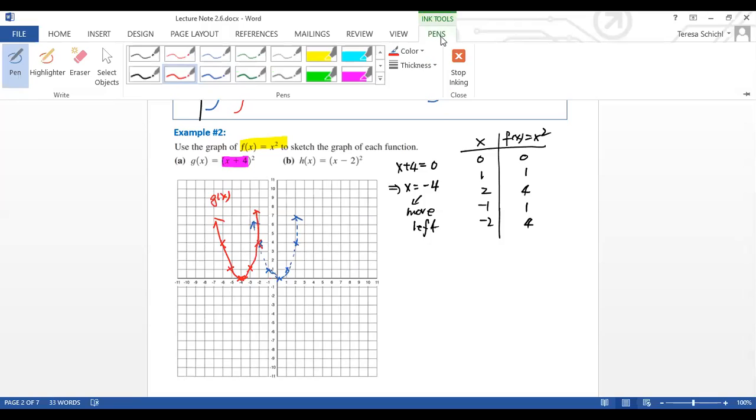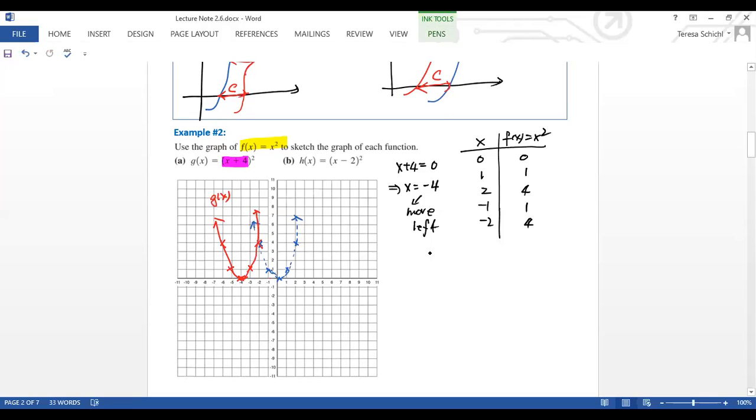Okay, now let's take a look at the other one here. The h of x is x minus 2. So your x minus 2 equal to 0, so x equals 2. So that means you shift to what? You shift to the right 2 units, right? So you shift 2 units to the right.